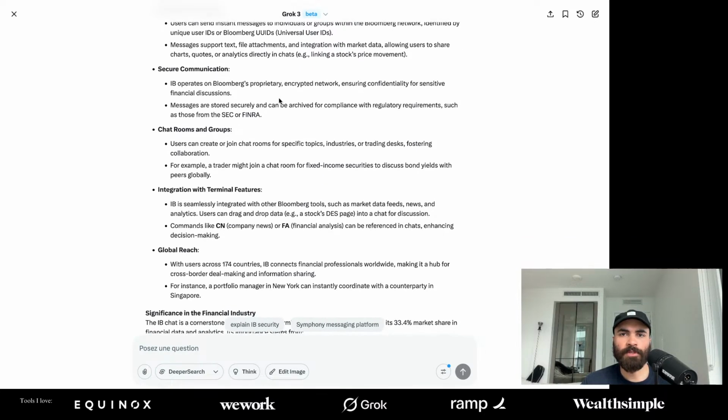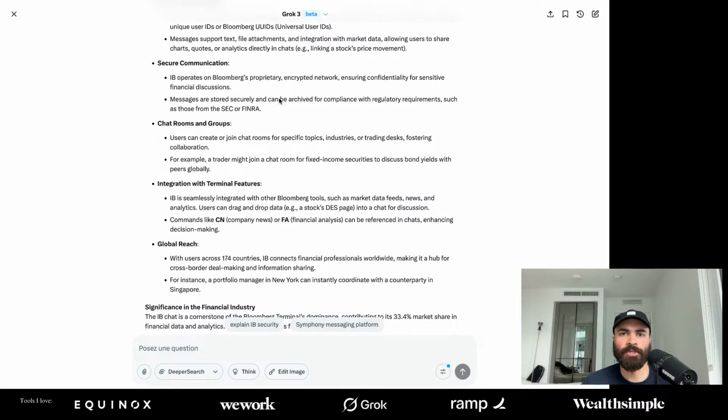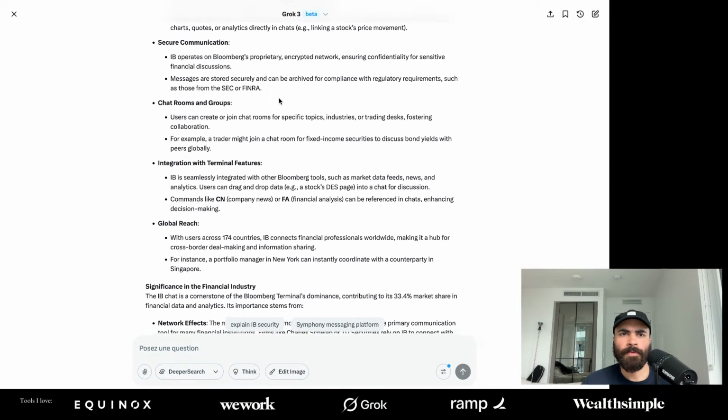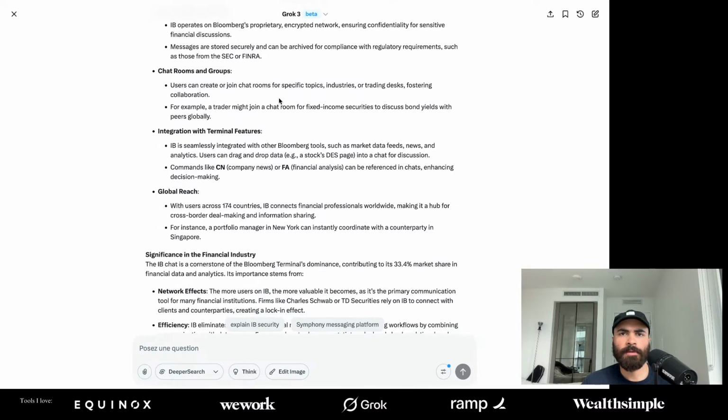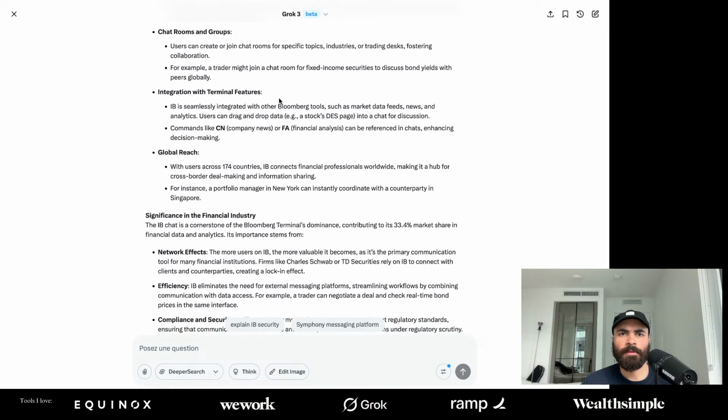File attachments and integration with market data allow users to share charts, codes, and analytics directly in chats. Secure communication: an encrypted network ensures confidentiality for sensitive financial discussions. Chat rooms and groups.